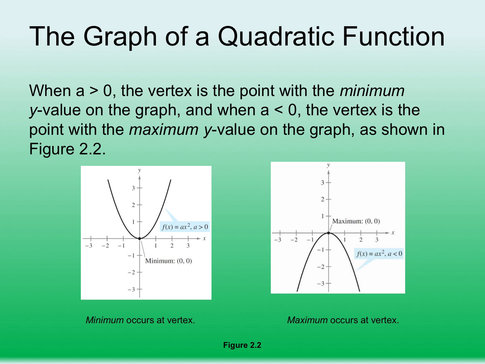This, again, just talks about the maximum and minimum. If our vertex is at the lowest point, we've got a minimum. If the vertex is at the highest point, we've got a maximum. And our max and min is always the y value.